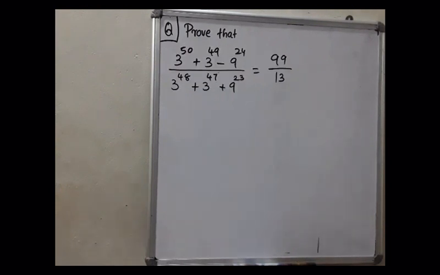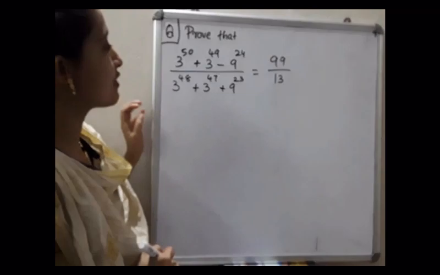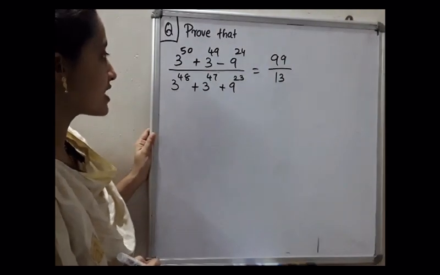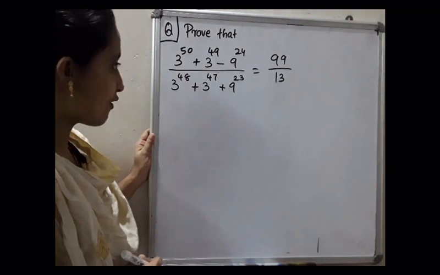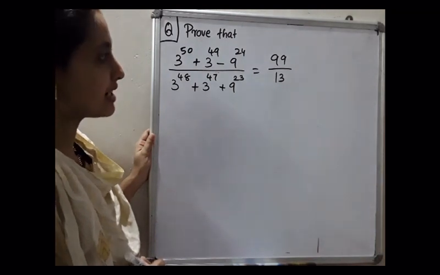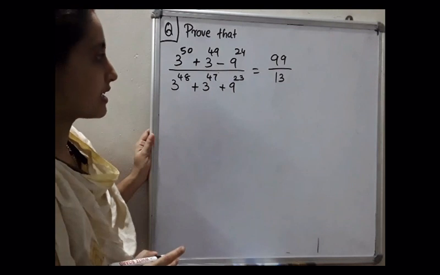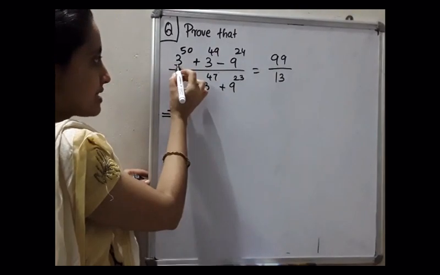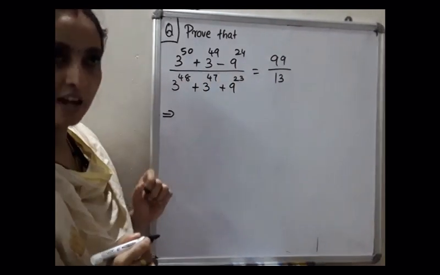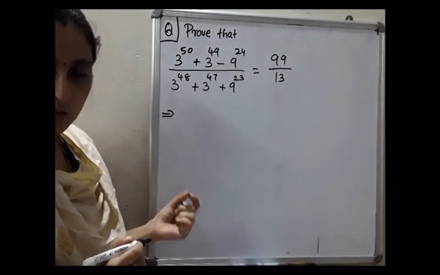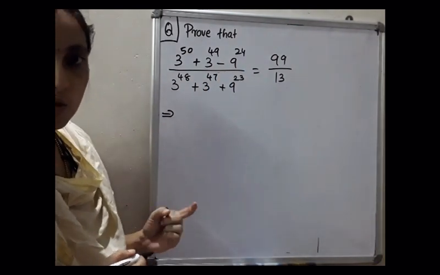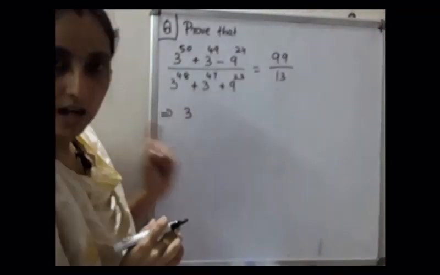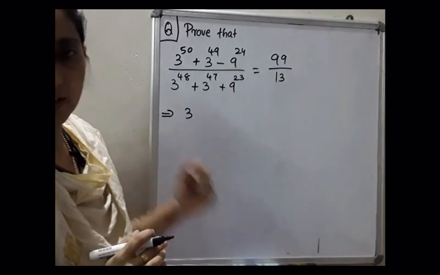Next question is 3 raised to 50 plus 3 raised to 49 minus 9 raised to 24, divided by 3 raised to 48 plus 3 raised to 47 plus 9 raised to 23, is equal to 99 by 13. That you have to prove. Here base 3, here base 9. Can we change that 9 to base 3? Yes, 9 is equal to 3 square. So first you have to do that. All should be in the same base, then only we can continue.